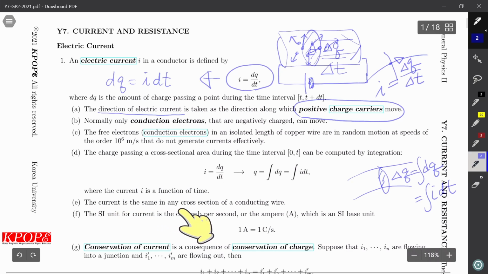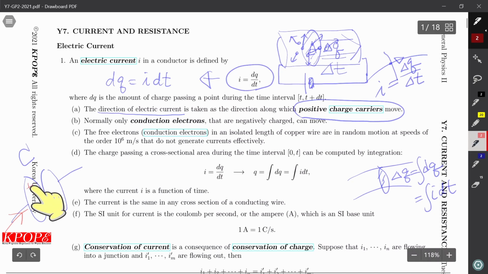The current is the same in any cross-section of a conducting wire. That means the charge is not accumulated at a certain point. In fact, charge can be accumulated at a certain point if there is a capacitor C, and if there is a current flowing in, then positive charge will be accumulated, and negative charge will be accumulated on the opposite side. Current I flows into the left and flows out. So current I is flowing. This side is positively charged and this side is negatively charged in the case of a capacitor.